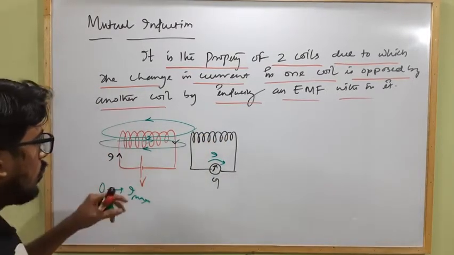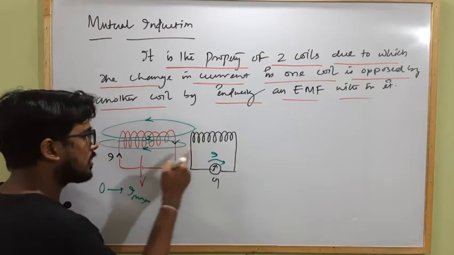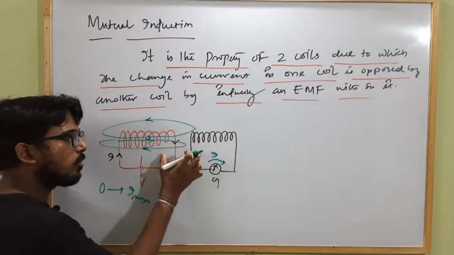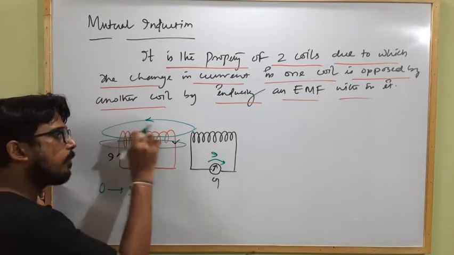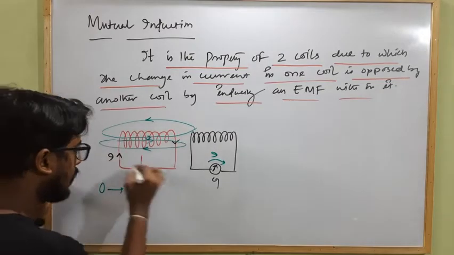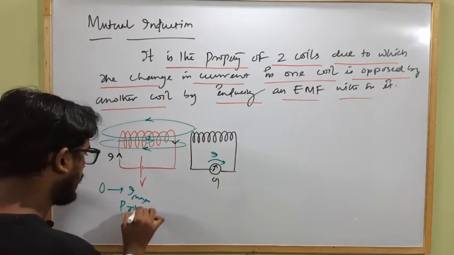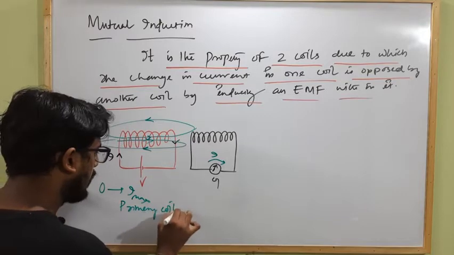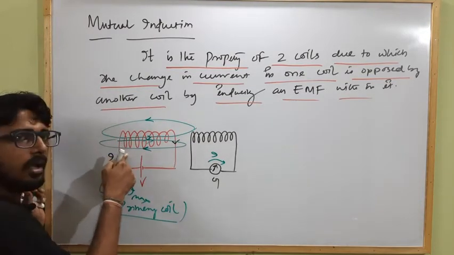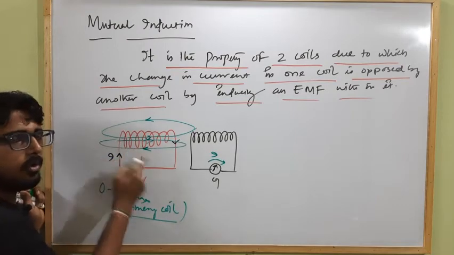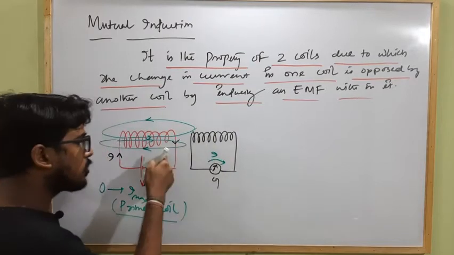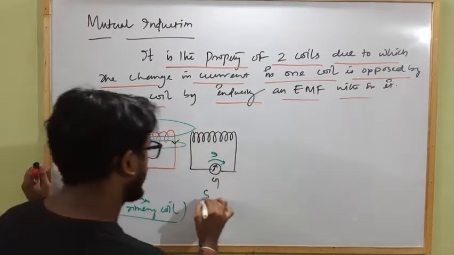Clear? So in these two coils, the coil in which we allow the current to flow is known as the primary coil. So this coil is generally known as the primary coil. The primary coil is the coil in which we supply the current, and the coil which induces an EMF to oppose the current in the primary coil is known as the secondary coil.